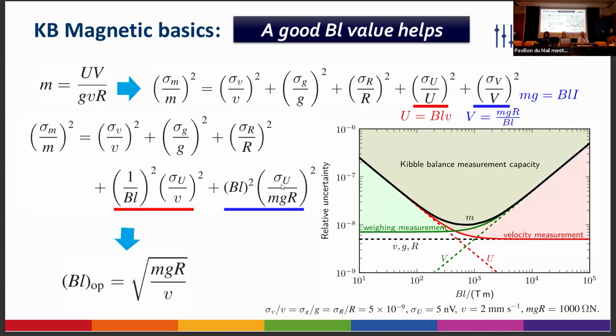Of course, this plot shows a typical kilogram Kibble balance setup. So basically, if you set your velocity at 2 millimeters per second, use a 100 ohm standard resistor, and a kilogram, then you get a best BL of about 700 tesla meter. If you go to a smaller range, or you use a lower velocity or a smaller R, you can get different numbers. But typically, the best BL ranges around 100 to 1,000. Maybe this range is good, right? Yep.